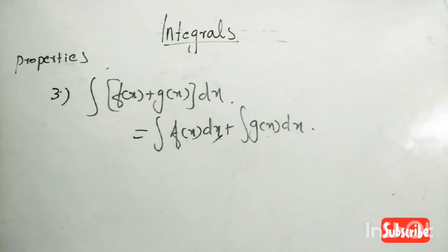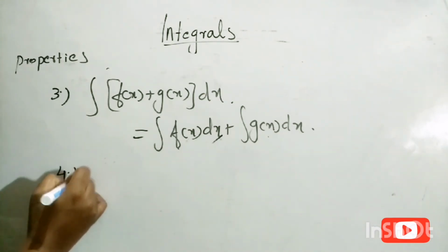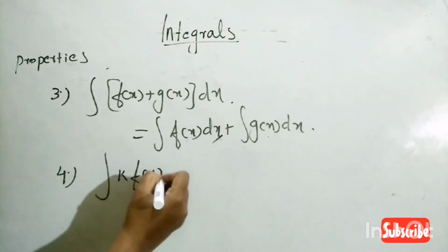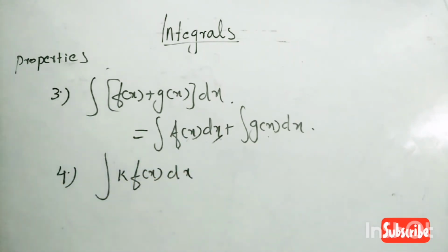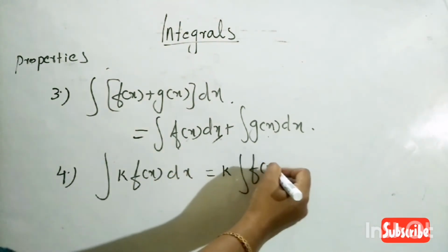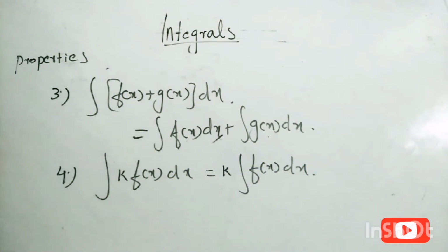Now the fourth property, if you have constants, that is integral of k f of x dx. If you have any constant inside the integration, you can take it outside, that is k into integral f of x dx. If you have any constant in your integrand, just take it outside and integrate the remaining portion.